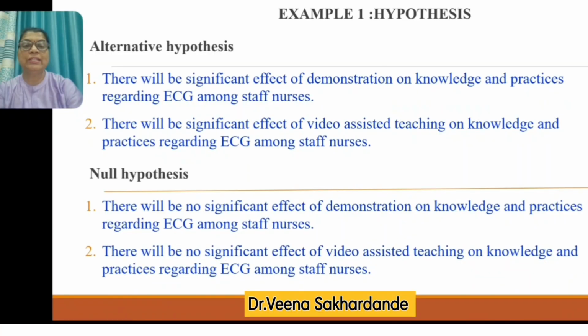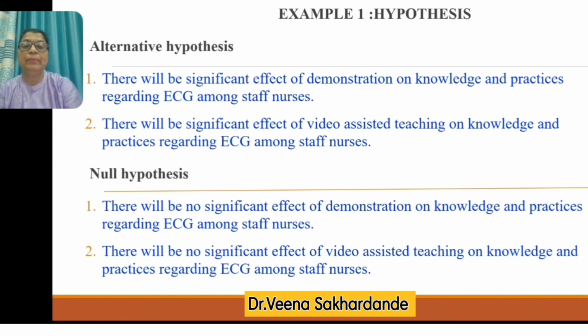So we will see this with some examples, how we are going to write the hypothesis in an experimental study. So this is an example of hypothesis. Previously we used to write two types of hypothesis, the alternative hypothesis and the null hypothesis. Alternative hypothesis is H1 and null hypothesis is H0. So what is alternative hypothesis? For example, there will be a significant effect of demonstration on the knowledge and practices regarding ECG among the staff nurses. So this is an alternative hypothesis.